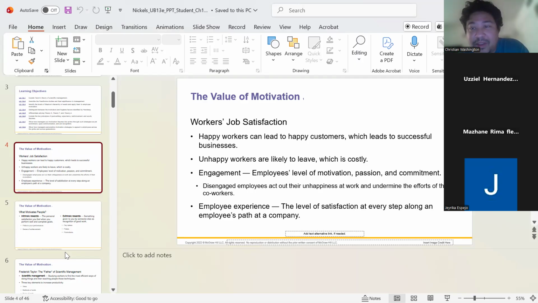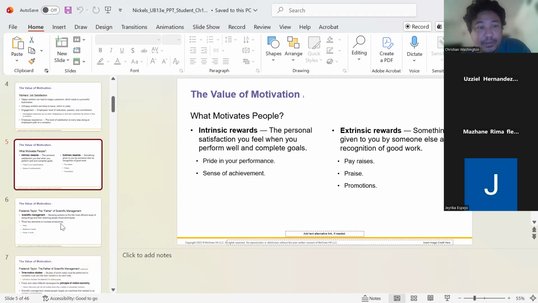So we don't know the best solution, but what we are going to explore is sort of the methodologies, the analysis, ways to identify things, and that's sort of where you make the decision, right? So there's intrinsic and extrinsic rewards, right? Intrinsic is what you feel inside, so pride in your performance, sense of achievement. Extrinsic is your pay, your promotion, your praise.